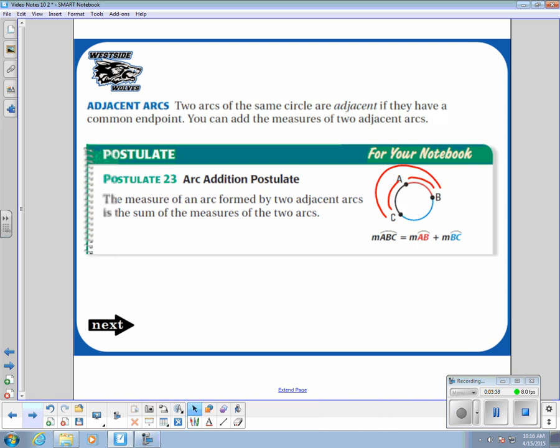You'd kind of know this information already, just that you can add things, but it's just good to put it into postulates so that you can just have it as a statement. Adjacent arcs, which it says up here, are just 2 arcs on a circle, and they're adjacent if they have a common endpoint. So in this case here, A is the common endpoint for the 2 arcs. They just really want to make sure you understand your vocabulary.